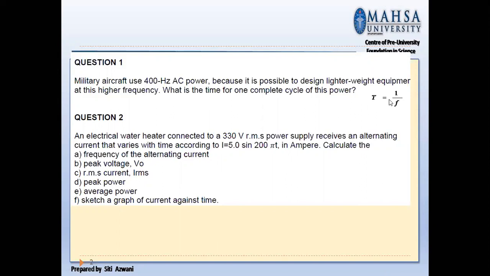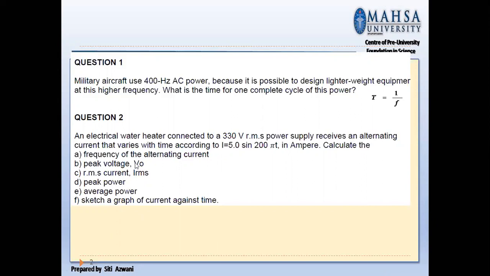Question 2, you are given the alternating current equation as a function of the time, I equal to 5 sine 200 pi t. You need to compare with the general equation of the alternating current as a function of the time. Remember the equation I equal to I naught sine omega t. So you need to find the value of your peak current and the omega value from your equation.